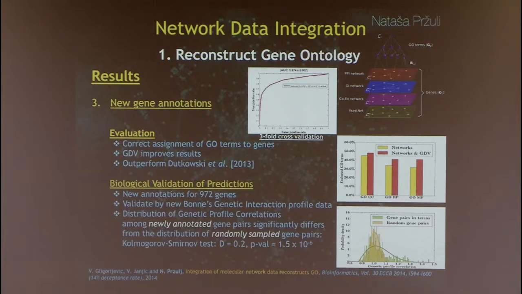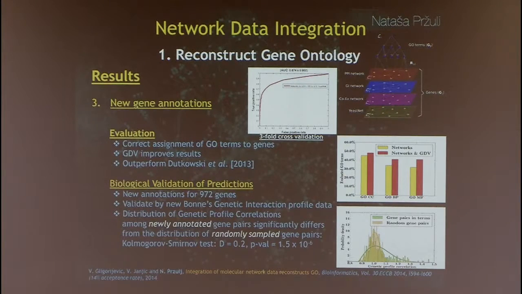The red one is when you include graphlets as well. We also do biological validation of these predictions by using Charlie Boone's new genetic interaction data that is available now online. We see that the distribution of genetic profile correlations amongst newly annotated gene pairs significantly differs from the distribution of the randomly sampled ones.